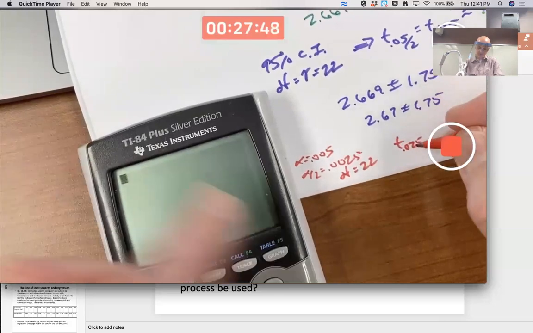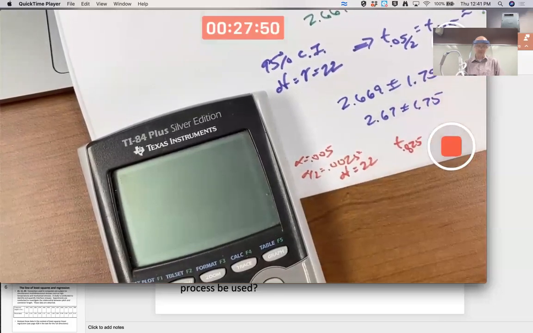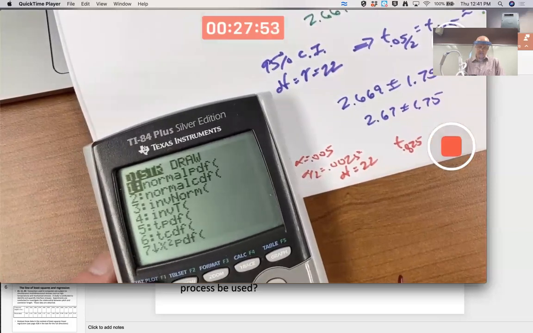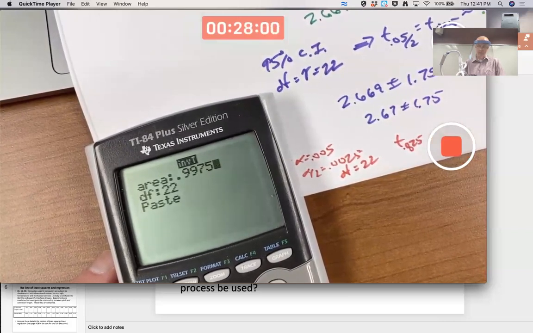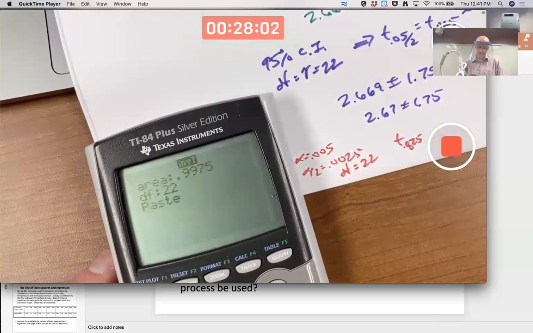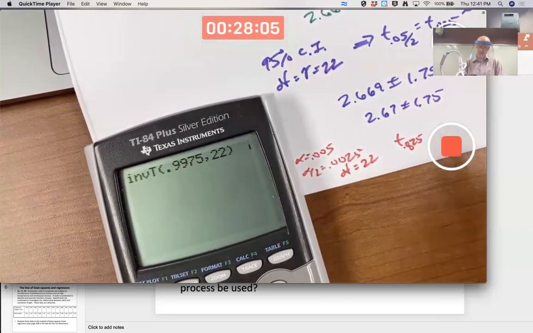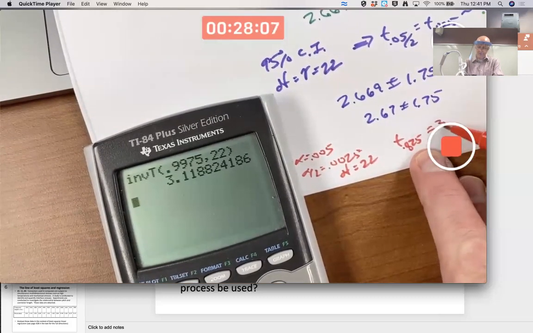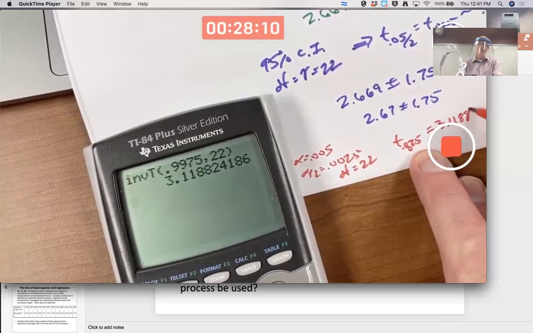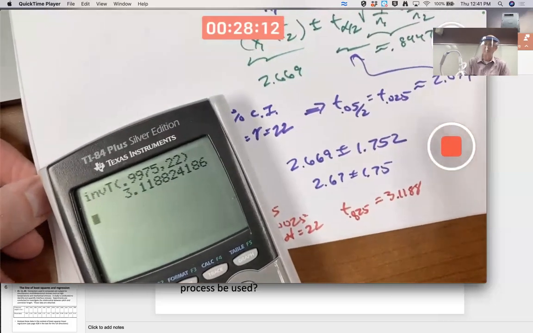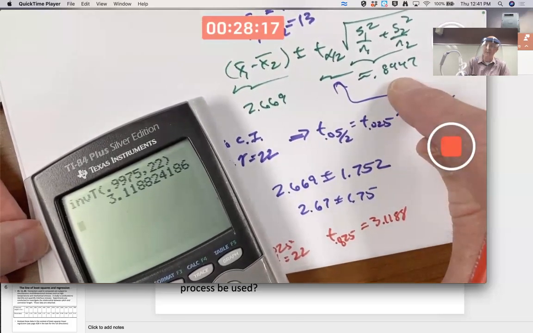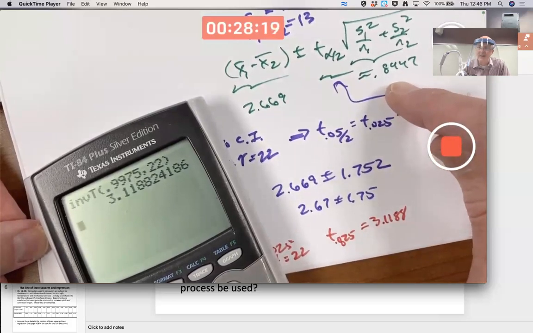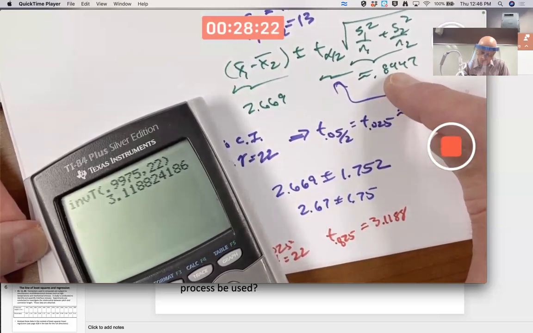Oops, forgot an extra 0 in there. 0.0025. Change this to 0.9975. We get about 3.1188. What I'm trying to get across here is if I use this for my t, for my confidence interval, and multiply it times the 0.8447 here, or was that a 9? Is that a 9 or a 4? I don't remember.